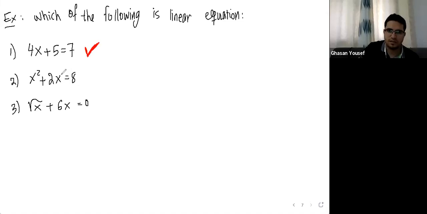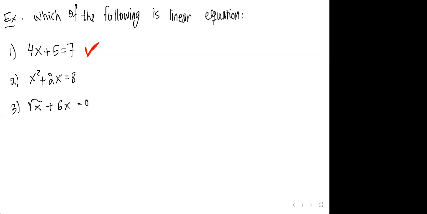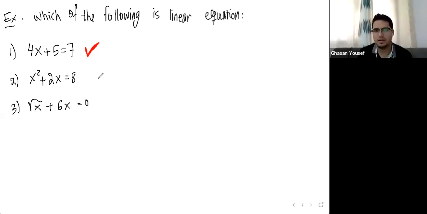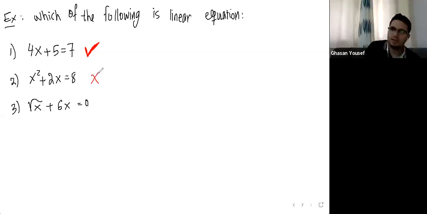Now for the second one, is it a linear equation? No. Because it's a second degree equation, not linear. Exactly, it's a parabola. Yes, this is a parabola, and also because we have the second degree of the variable. The variable x is raised to the power 2. So this is not a linear equation.